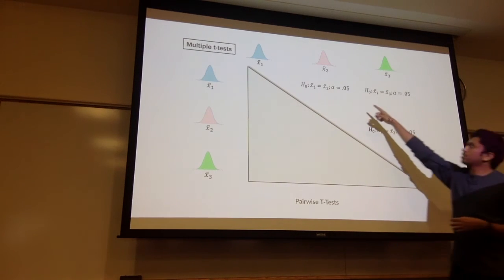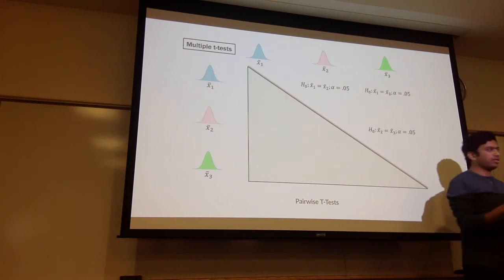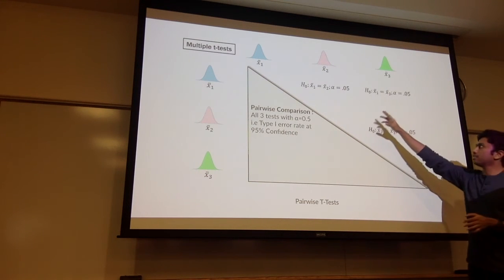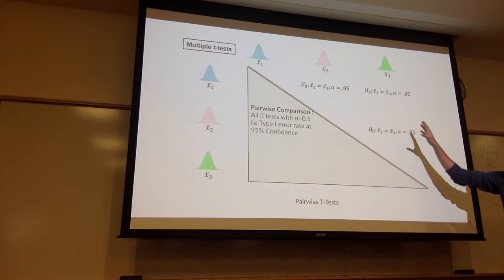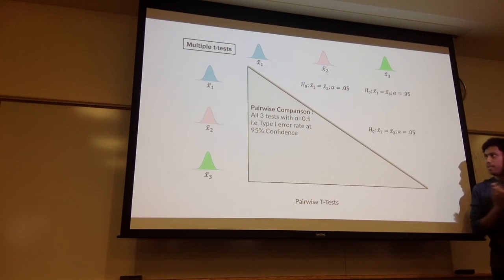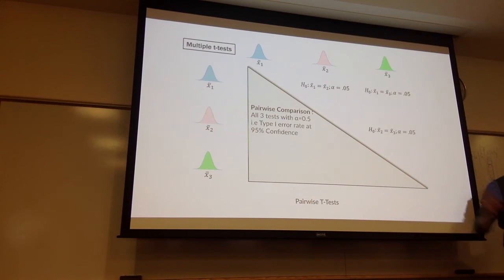With a significance level alpha of 0.05, that means a 95% confidence level. Using pairwise comparison, all three tests are run with an alpha of 0.05, so the type 1 error rate applies at 95% confidence. So this is what we are calculating. Let's say we get some values for the relationship between x1 and x2, x1 and x3. But those values are only 95% correct. The probability is just the 95% confidence that we have calculated.